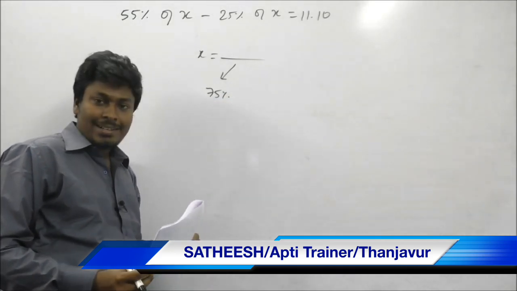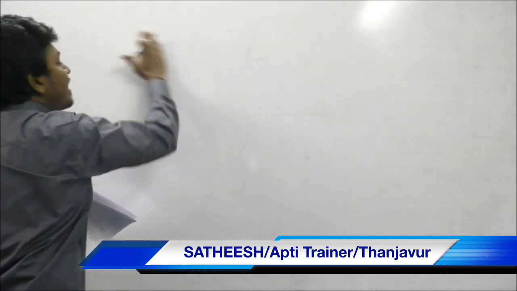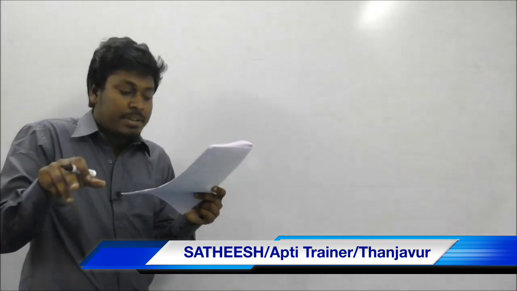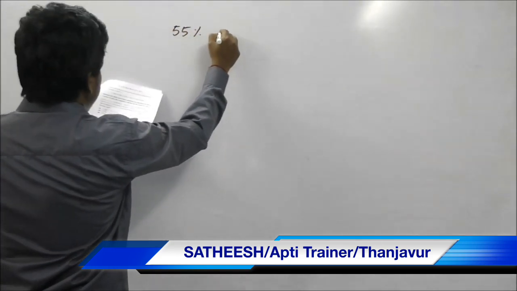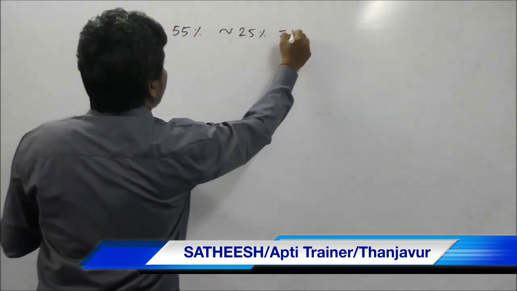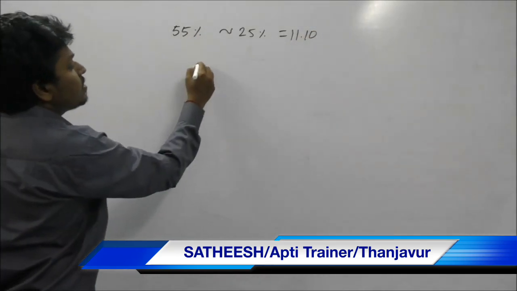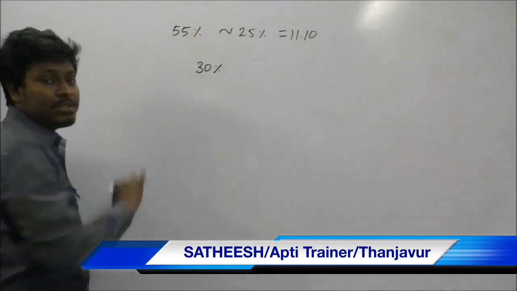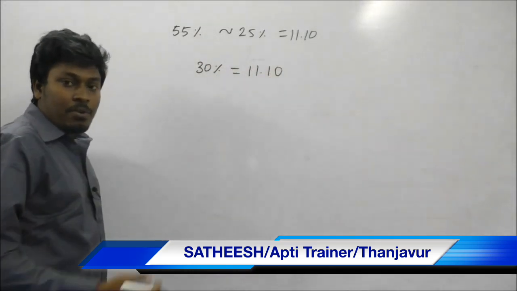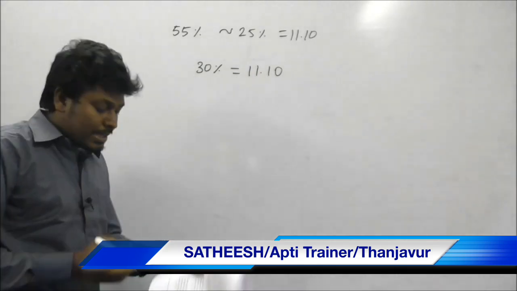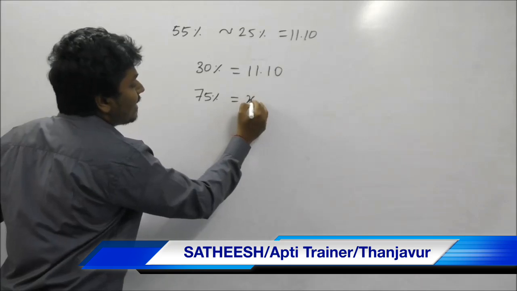If you need to crack this sum within 10 or 15 seconds, here is the shortcut. In the initial stage, they have given a difference. So the difference of 55% and 25% is 30%, which equals 11.10. We have found that 30% is 11.10. They are asking what is 75% of the number, so 75% is equal to x.